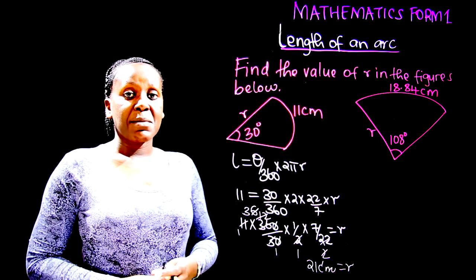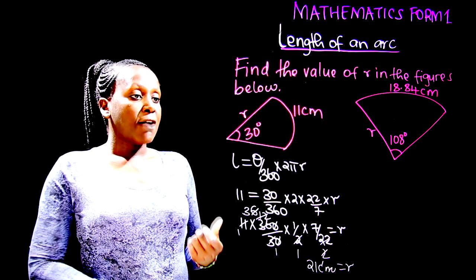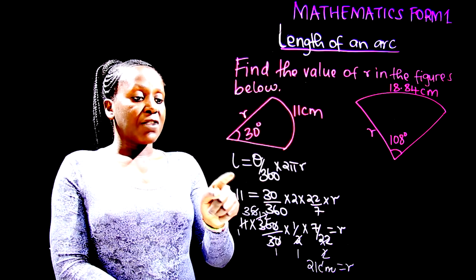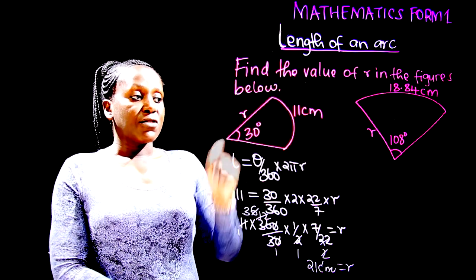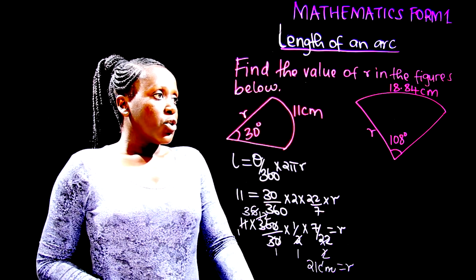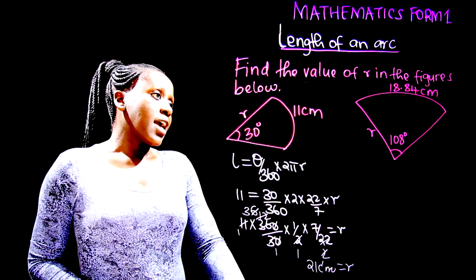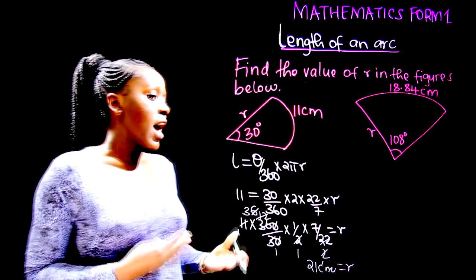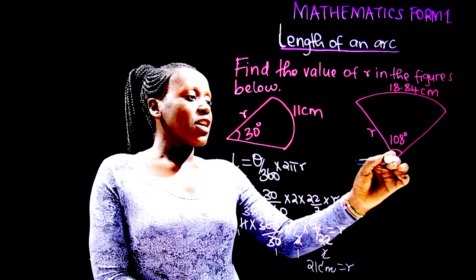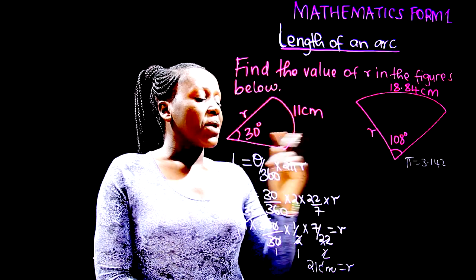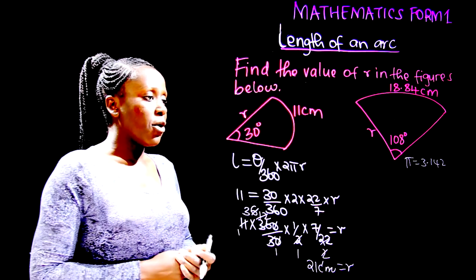So when you want to determine the value of r, all you have to do is substitute the value of length and the value of theta in the formula. Let's look at our next example. We have 18.84 centimeters and we are looking for r. In this case, I want us to use pi as 3.142. We haven't used it, so let's use it now.